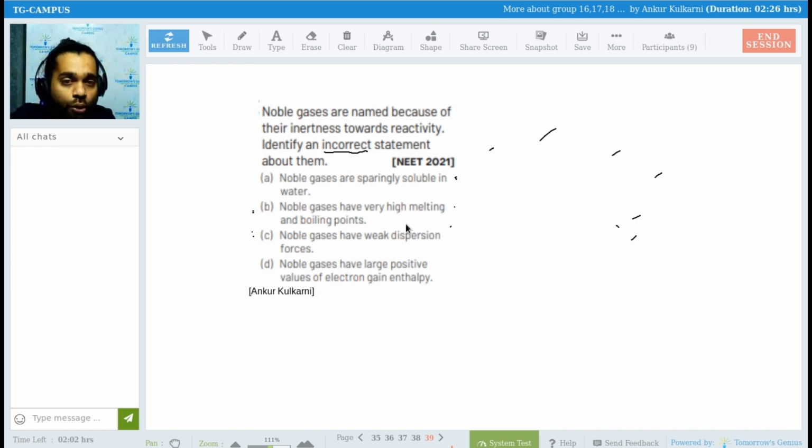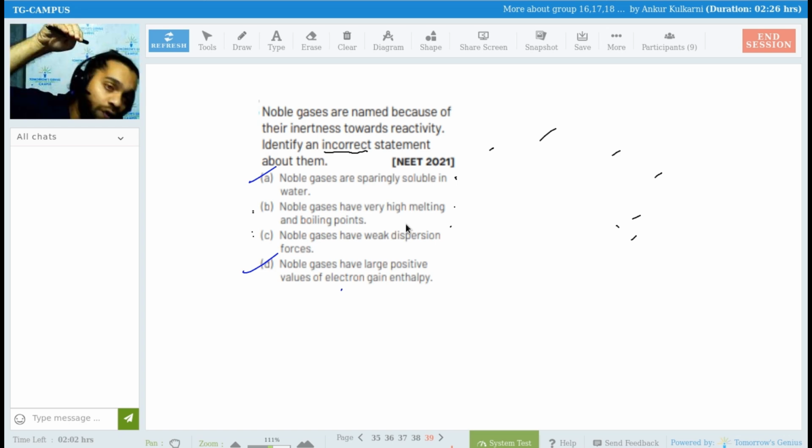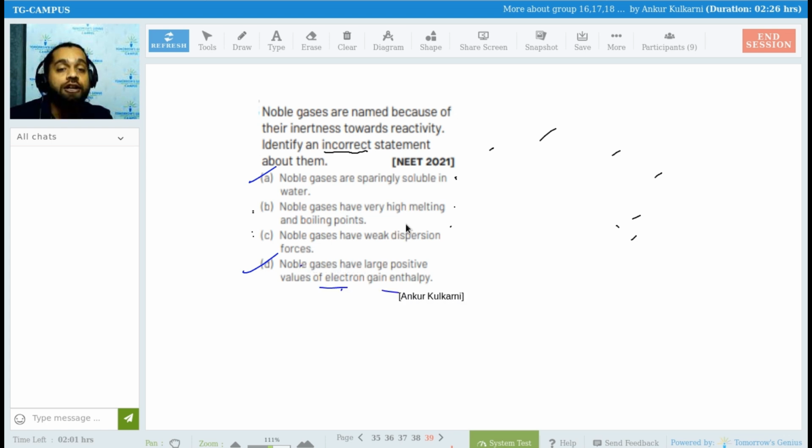So over here, noble gases are sparingly soluble in water. Yes, it is correct. Noble gases have a large positive value of electron gain enthalpy. It is also correct. Why? Because their octet is stable, 8 electrons are already there. If you try to forcefully put an electron into it, it is going to have a very positive value. That means it requires very high energy. So even D is correct, that yes, it requires a large positive value of electron gain enthalpy.